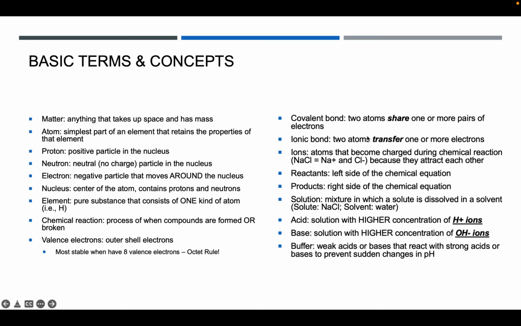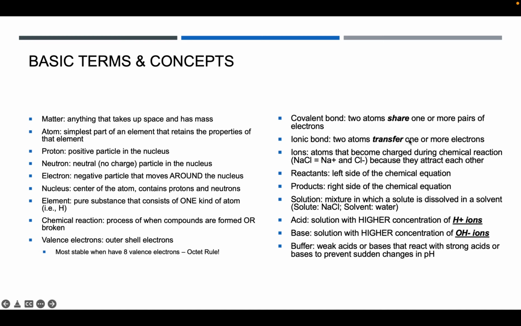The next concept that a lot of students get confused or mixed up on is the difference between a covalent bond and an ionic bond. A covalent bond is the sharing of one or more pairs of electrons, whereas an ionic bond transfers one or more electrons. You can think of covalent as cooperating friends. They're sharing their snack, they're sharing their things.